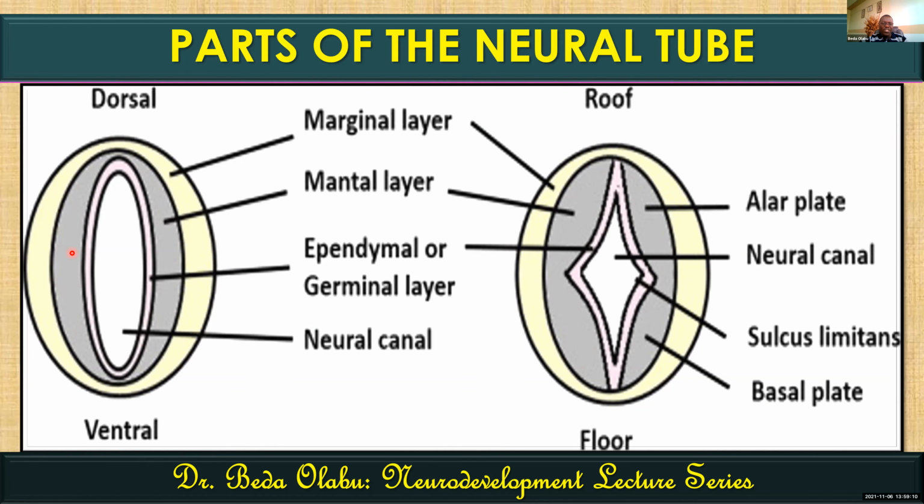Let's say that in a different way. 3 zones from inside: the ependymal layer, which is also called the ventricular layer or germinal layer, the layer of stem cells, but the layer that eventually becomes the ependymal lining. The mantle layer or intermediate zone contains gray matter. It's the layer that contains cell bodies of neurons. And then the marginal zone contains axons of neurons, so it will be the future white matter of the central nervous system.